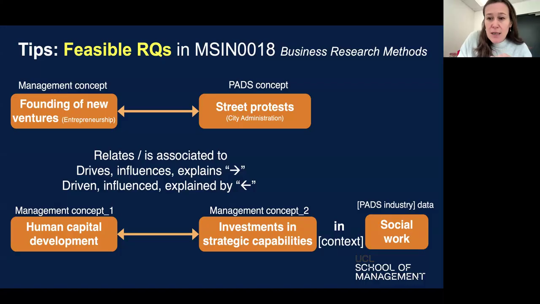Social work. I looked it up, and Orbis has an industry listed there for social work. So you could look at firms functioning in the social work industry, their investments in R&D, and then find a way to proxy human capital development. I'm not sure Orbis has this kind of organizational data. You can look around and see if something can be a proxy of it. If not, consider other management concepts instead of human capital and development.